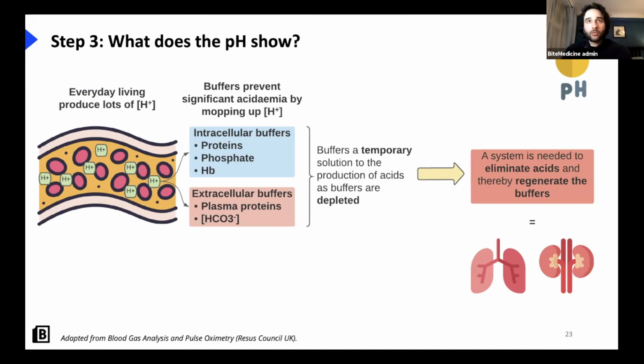I talked about this in the previous webinar, so I'm not going to go into too much detail here, but essentially we need a system to eliminate acids and thereby regenerate our buffers. And that's why we have the lungs, and that is why we have the kidneys. So the lungs regulate your CO2 and the kidneys regulate your bicarbonate. And as we said, the PaCO2 is going to be representing your respiratory component, and your bicarbonate and your base excess represents your metabolic component.